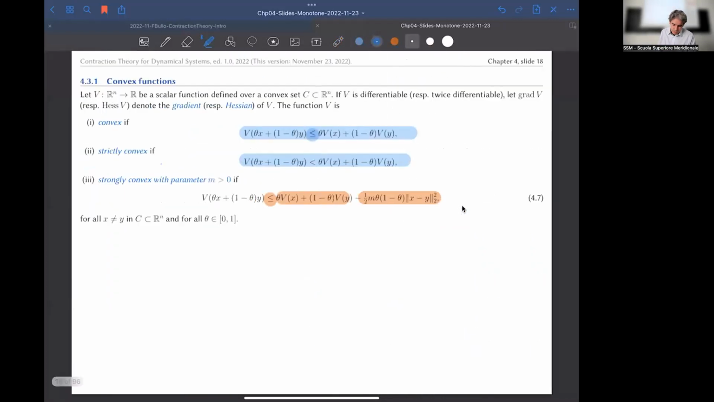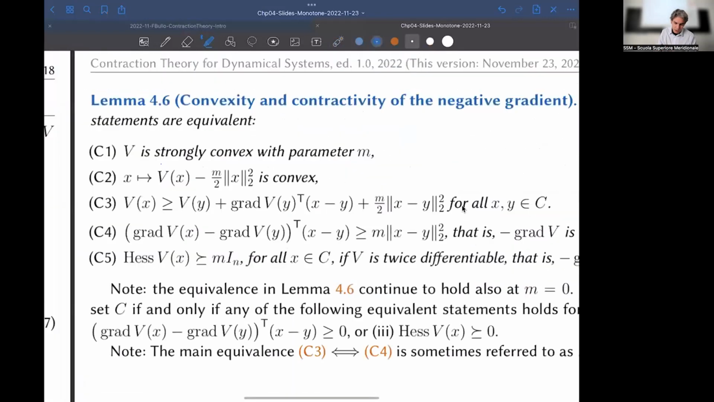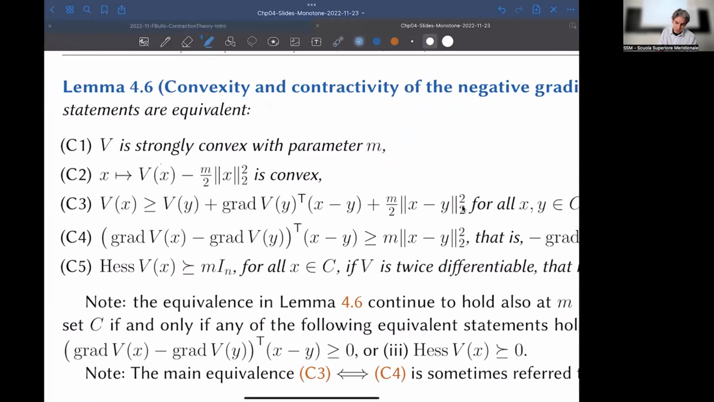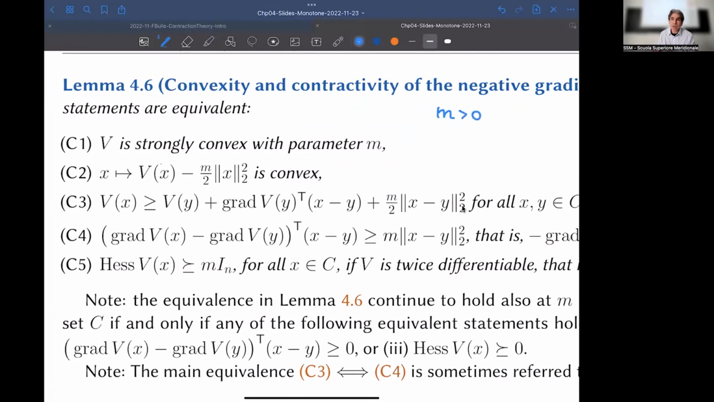All right. So let's talk about strong convexity for a little while, and then we're going to talk about convexity. And then you should ask me, what does this have to do with contraction theory for dynamical systems, right? All right. So what is the situation? The situation is that the following statements are equivalent. They're all equivalent. Five conditions, and they're all for strong convexity, provided the parameter m is positive. Although these same statements are also true if you set m to 0. And then if you set m to 0, these are statements about convex functions instead of strongly convex functions.